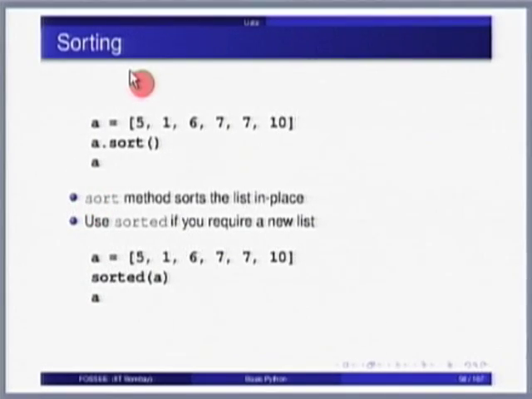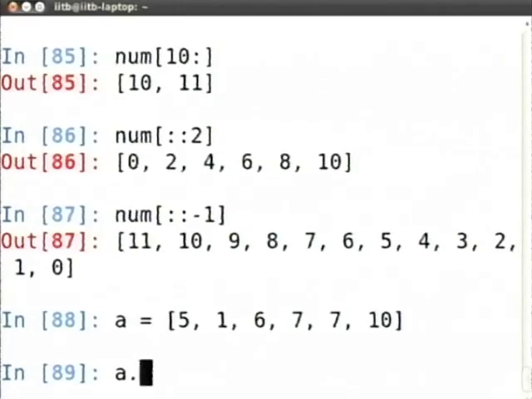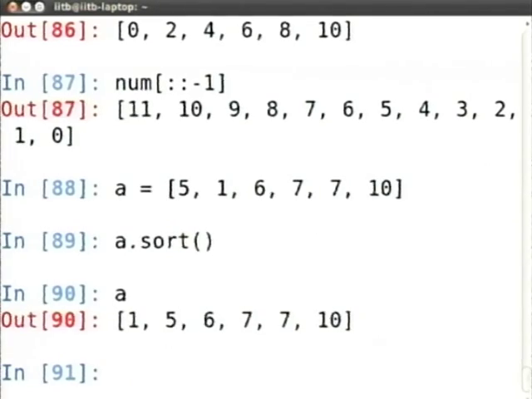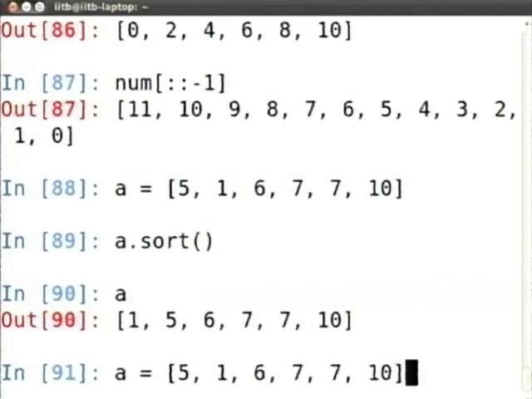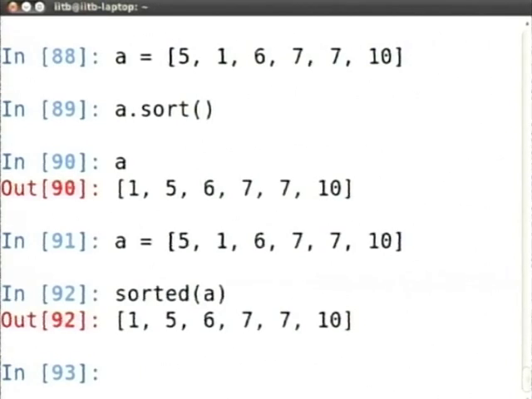Sorting, again I indicated, hinted at the methods here. So, given A, or let me create A is 5, 1, 6, 7, 7, 10. A dot sort, remember A dot sort does not return a new list. It sorts it in place. So, A dot sort gives us nothing, and A itself is now changed to 1, 5, 6, 7, 7, 10. Now, if you want to get a new list, there is a very convenient built in function called sorted. So, if I take A as this, sorted of A will return a new list that is sorted.